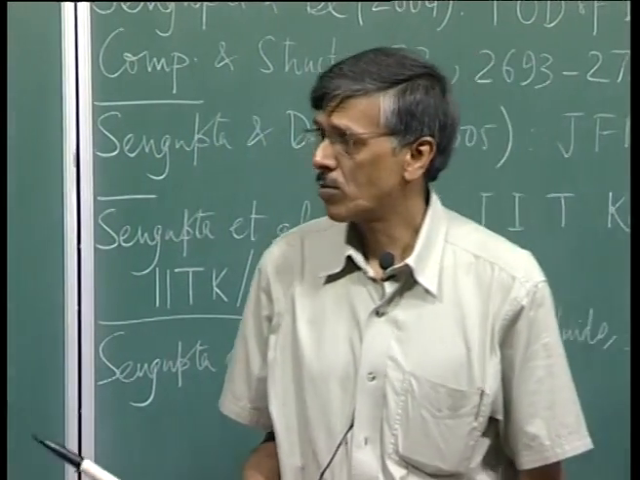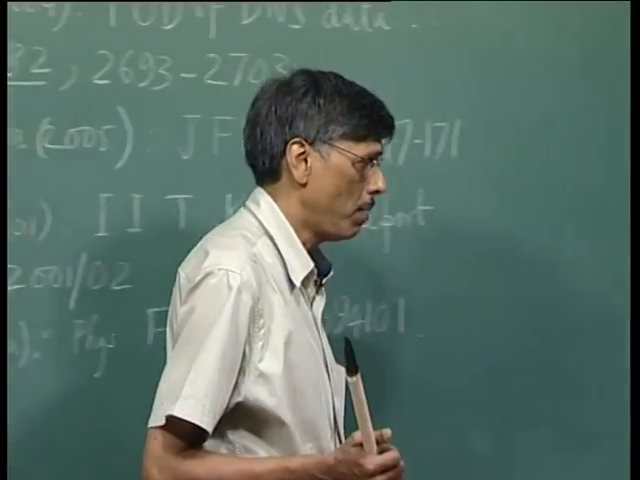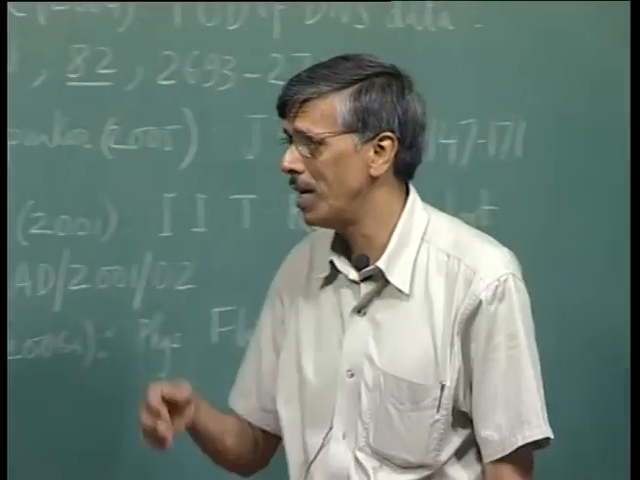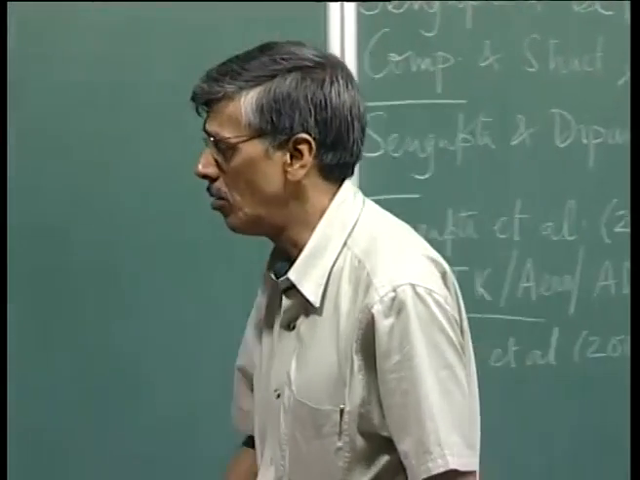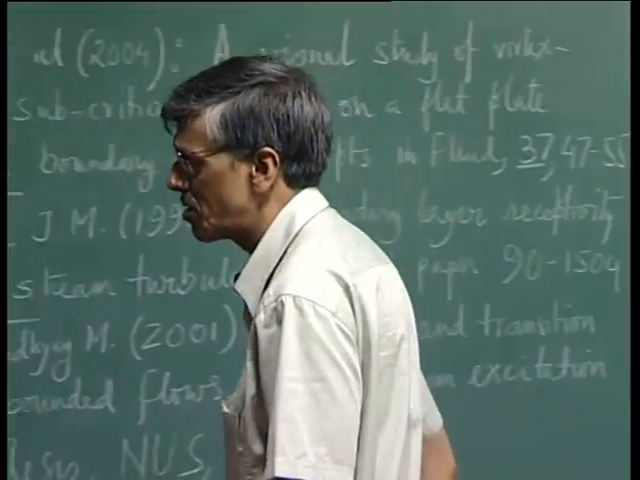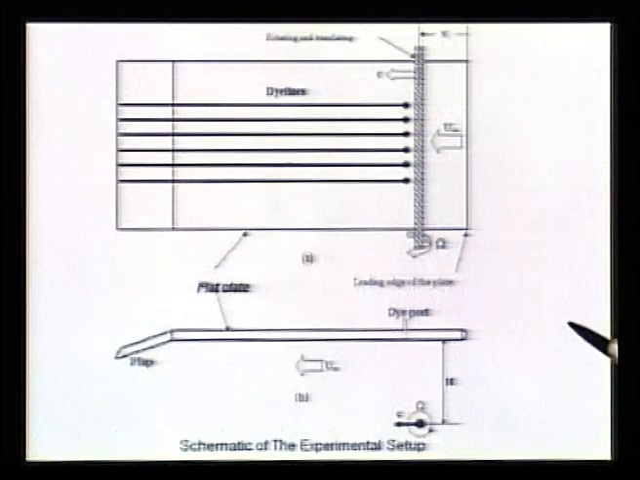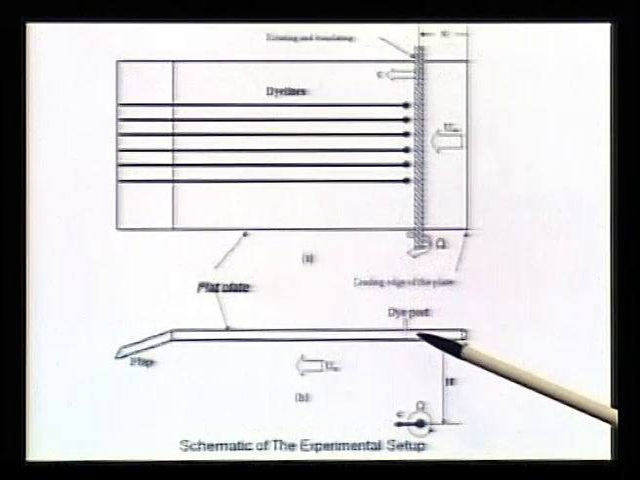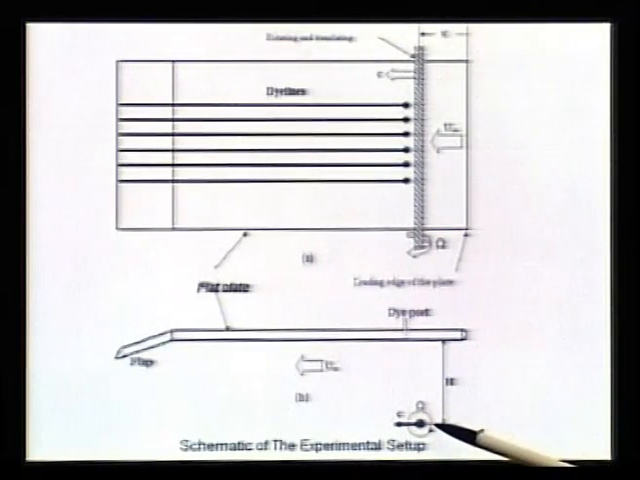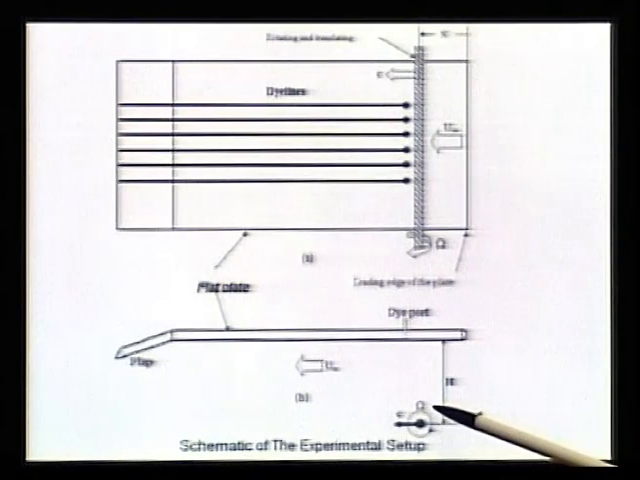Okay, last class we were talking about bypass transition that is triggered by a single vortex convecting in the free stream. An experiment was conducted whose setup is shown in the schematic here. This is the side view of the plate and this is the vortex which is at a height h. This vortex is created by rotating a cylinder. The rotation rate is given by capital omega.